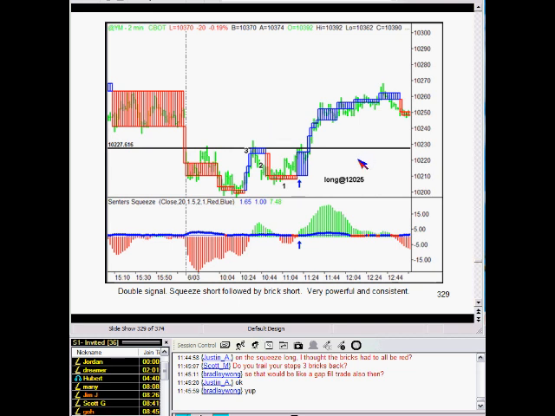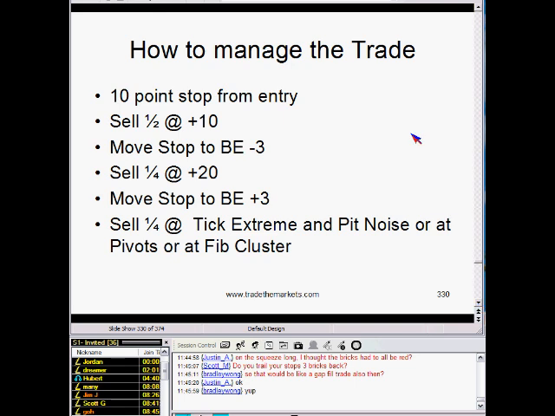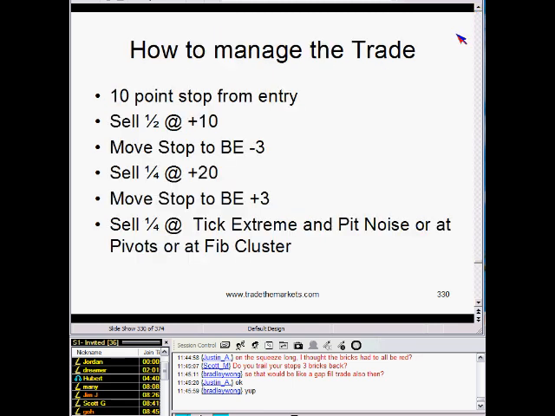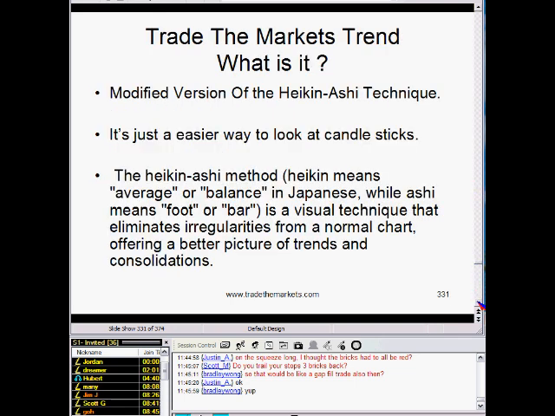Okay, cool. Alright, so everybody's got this. You got the squeeze long, and you had the brick long too, followed by double confirmation. It's a good thing. Alright, how to manage the trade. The exact same way as I manage the squeeze trade, that's the way I manage the brick trade. I'm not really going to bore you with going through that because we've already gone through that. It's just 10 points, 20 points, break even -3, break even +3. You can go back over how I manage the squeezes. I do them the exact same way.